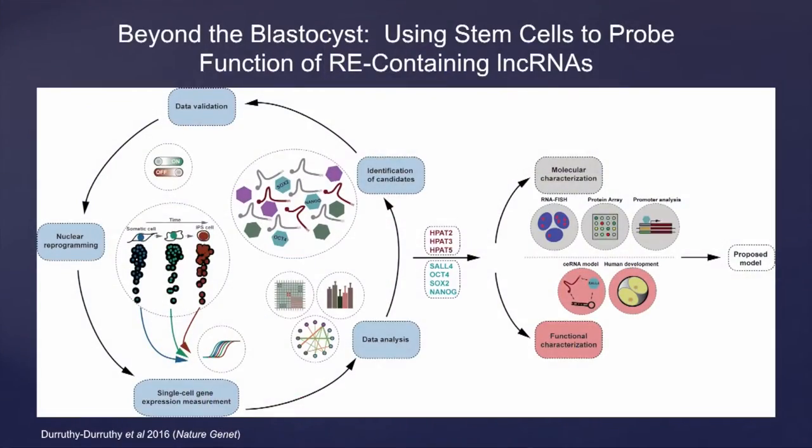Now, beyond the blastocyst, we've chosen to use stem cells to begin to understand the function of these genes. On the left-hand side of this a little bit busy diagram, what you can see is some of the tools we can use to probe function of genes in stem cells. We can look at single gene expression, we can knock the genes completely out using something called CRISPR analysis, we can collect data on how they change the molecular biology of this cell if they're overexpressed or knocked out. And on the right, you can see that we can look in the embryo and we can look at what other genes these HPATs might be regulating or might be regulated by.